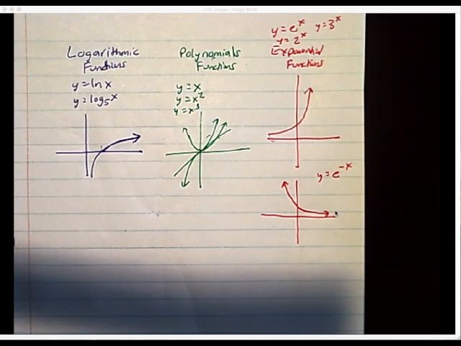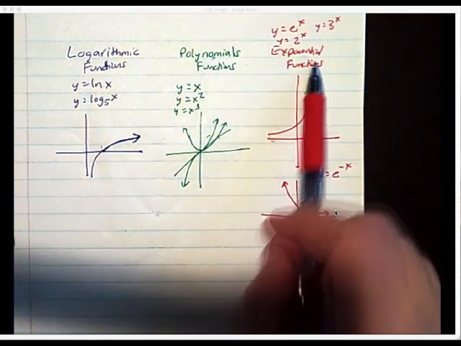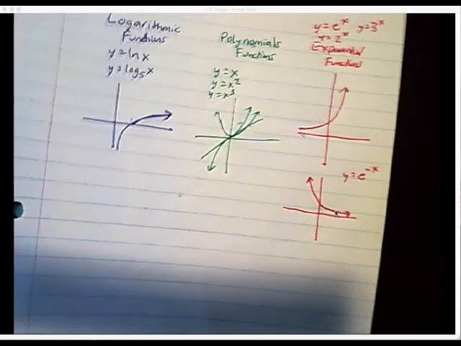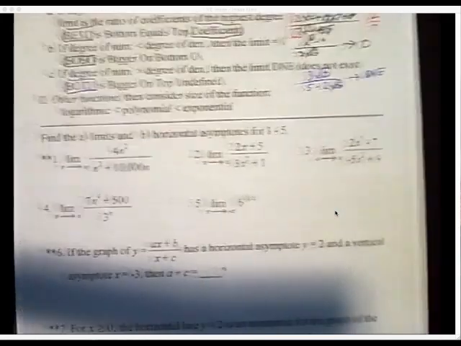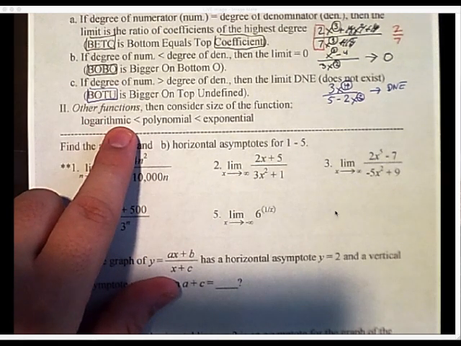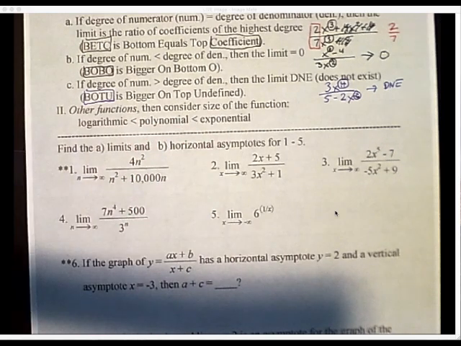But generally, logs go up slower than polynomials, and polynomials go up slower than exponentials. That's why they put this in here. Log graphs increase slower than polynomials, and polynomials increase slower than exponentials. Okay, so let's try some of these problems.